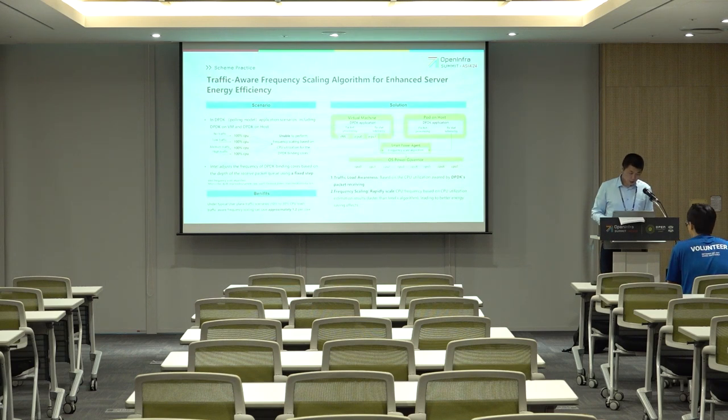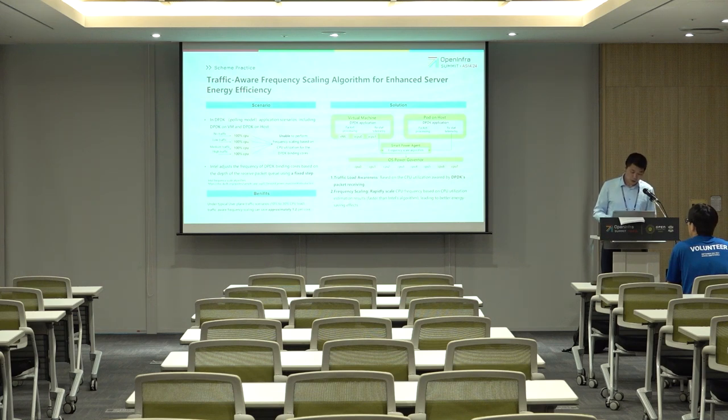And this one we call traffic aware frequency scaling. This is combined with our telco cloud service. In telco cloud, we have DPDK technology, Intel's DPDK technology. This DPDK will always use polling mode. It always occupies the CPU. So from the CPU point of view, you can see it's always occupied.